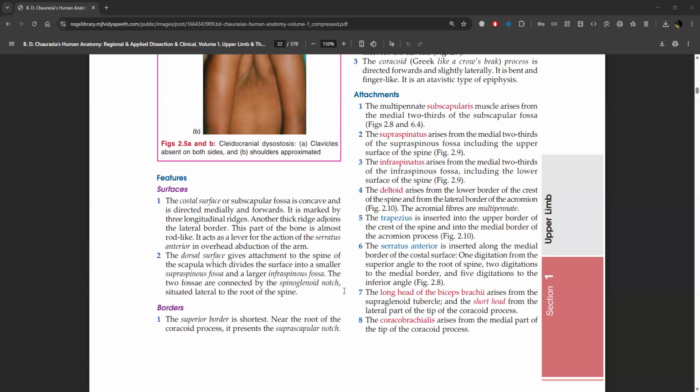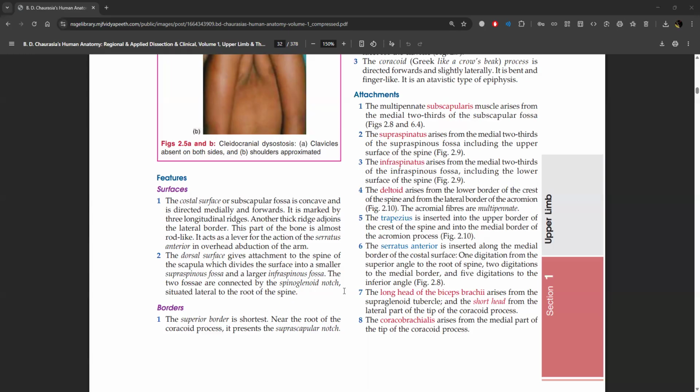Number two, the dorsal surface gives attachment to the spine of the scapula, which divides the surface into a smaller supraspinous fossa and a larger infraspinous fossa. The two fossae are connected by the spinoglenoid notch, situated lateral to the root of the spine.